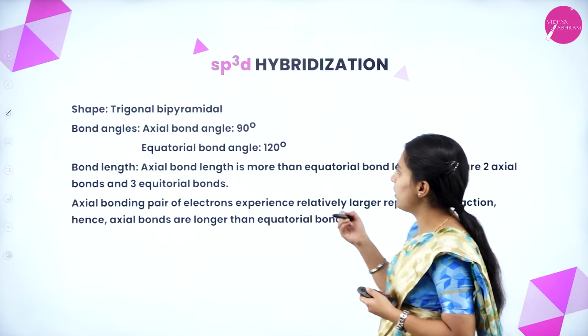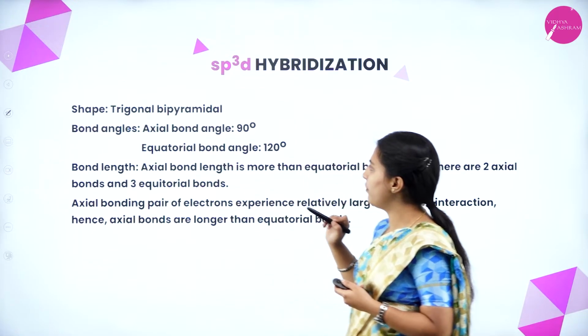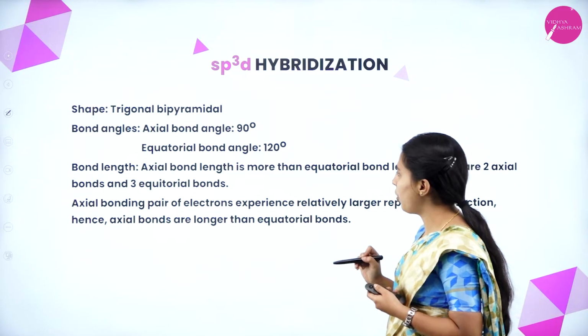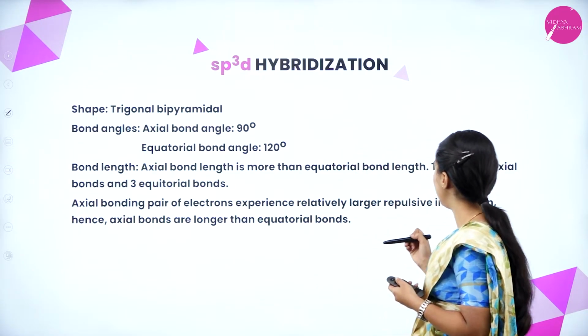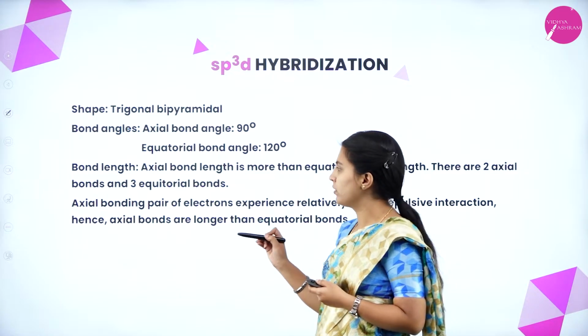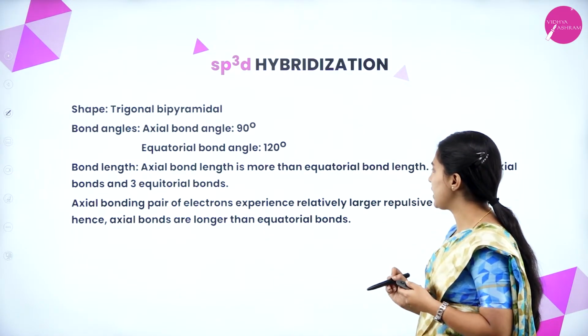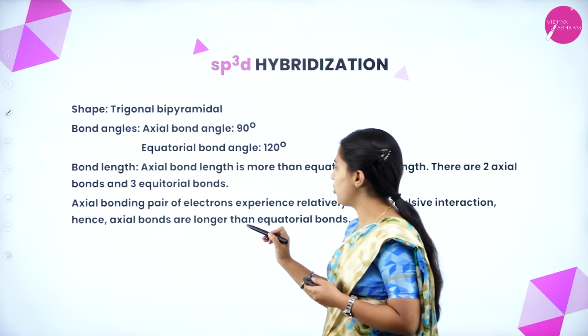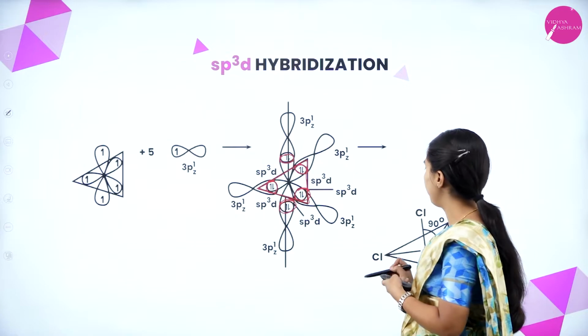Next one, in this only, trigonal bipyramidal shape will form. Axial angle is 90 degrees, equatorial angle is 120 degrees. Axial bond length is more than equatorial bond length. There are 2 axial bonds and 3 equatorial bonds. Axial bond pair of electrons experience relatively larger repulsive interaction. Hence, axial bonds are longer than the equatorial bonds.